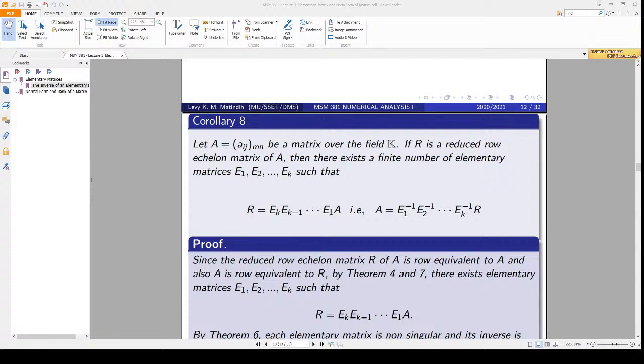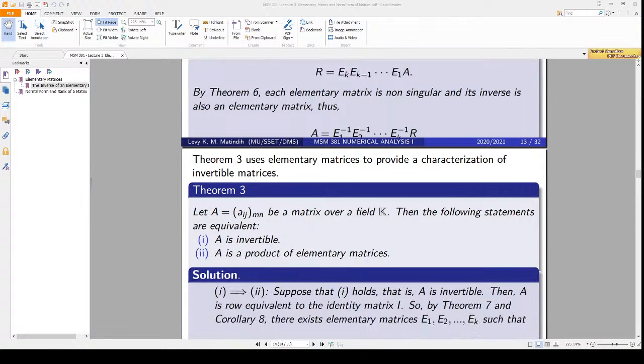Now, the same elementary row operations that you applied on matrix A to obtain its reduced row echelon form, you can apply them respectively on the identity matrix. You are going to get these elementary matrices. Then matrix R will be equal to the product of these elementary matrices with A, and also matrix A will be equal to the product of the inverses of these elementary matrices with matrix R. This is just the consequence of the previous theorem.